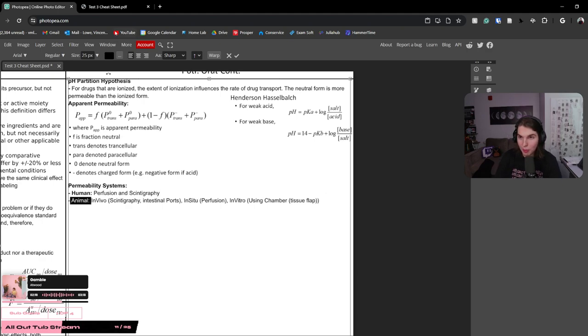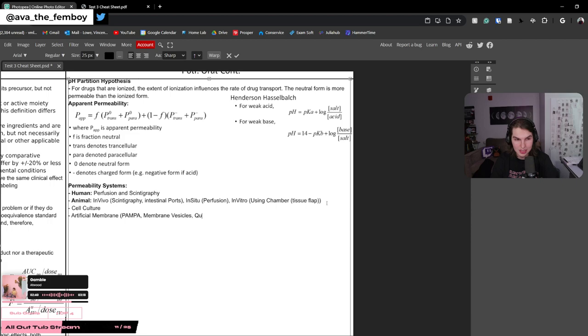So, chat, that's for animal models. These are different models of how permeability systems are determined. Then we have cell culture, artificial membranes such as PAMPA, membrane vesicles, and quasi. Chat, quasi is such a fun word.